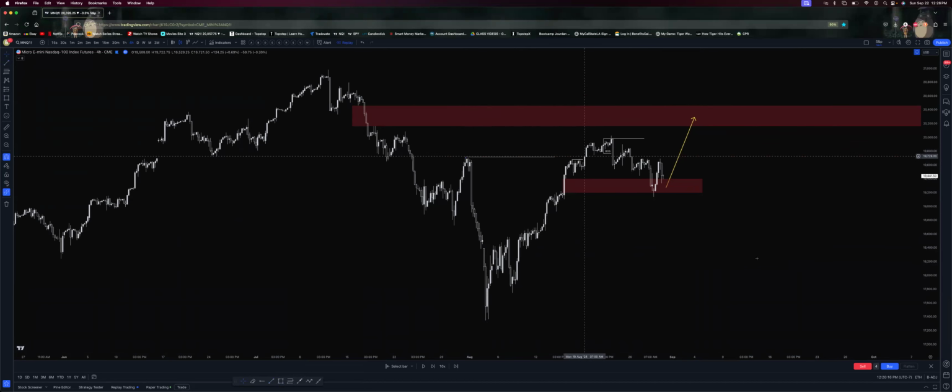So just for this example, from what I've taught, if you guys want to comment in the chat, is this an optimal trade entry with the break of structure being right here?